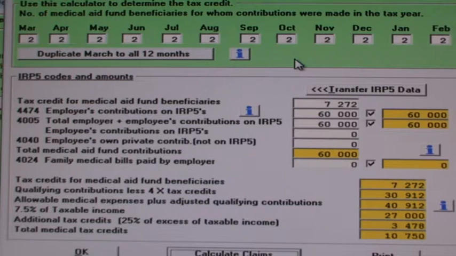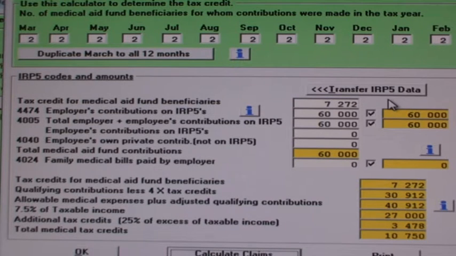In all our examples, we will use 2 medical aid fund beneficiaries for every month in the tax year. We can see that we have been awarded 7,272 Rand in tax credits for the 2 beneficiaries. That is 303 Rand per beneficiary per month.